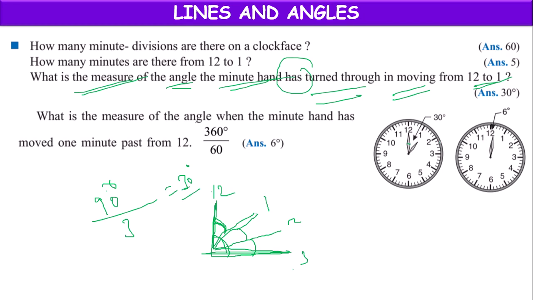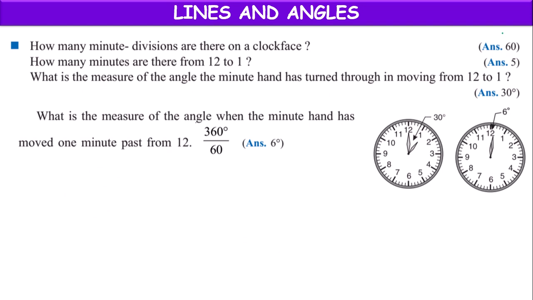So 12 to 1 is 30 degrees, 1 to 2 is 30 degrees, 2 to 3 is 30 degrees. So 12 to 3 is equal to 90 degrees. So, children, the angle made between 12 to 1 is 30 degrees. Again, between 12 to 1 also, we have 1, 2, 3, 4, 5 divisions.